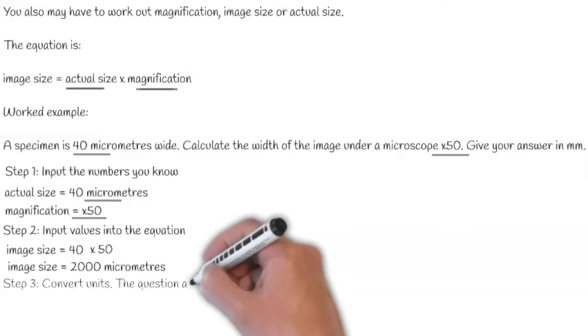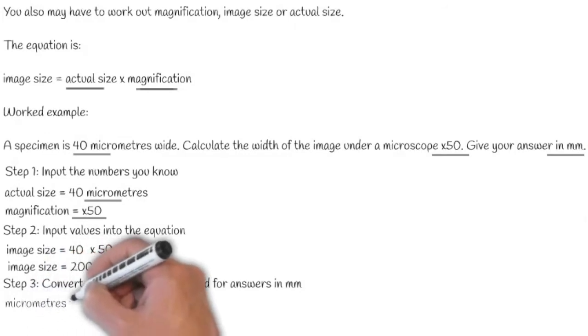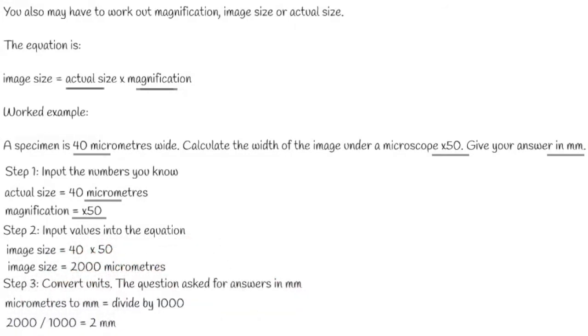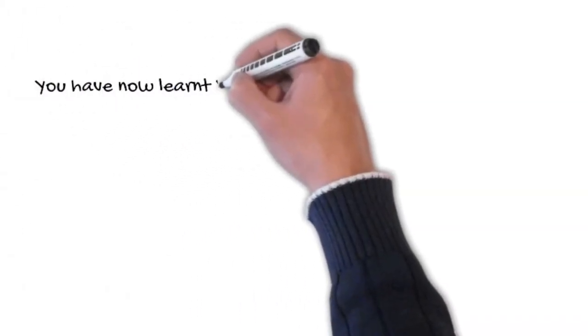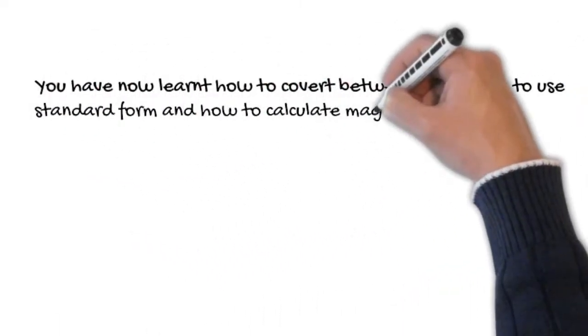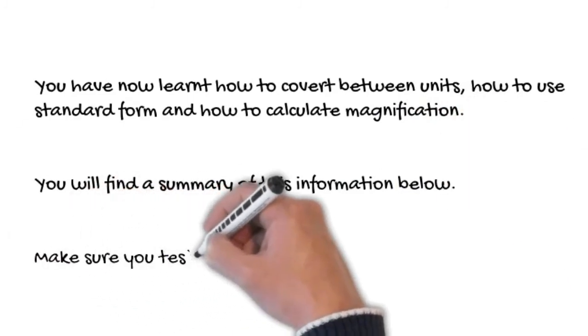However, the question asks us for it in millimeters, so we need to convert our units. You'll remember that to get from micrometers to millimeters, we divide by 1,000. So 2,000 divided by 1,000 equals 2. You have now learnt how to convert between units, how to use standard form, and how to calculate magnification. You will find a summary of this information below.